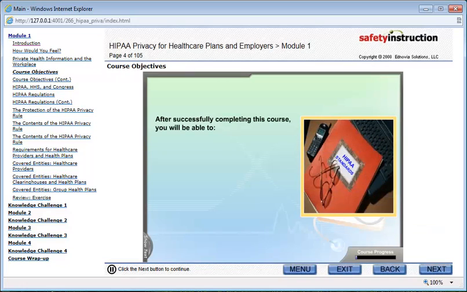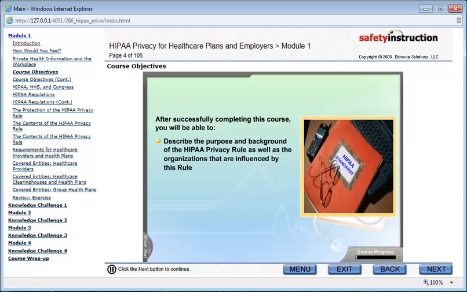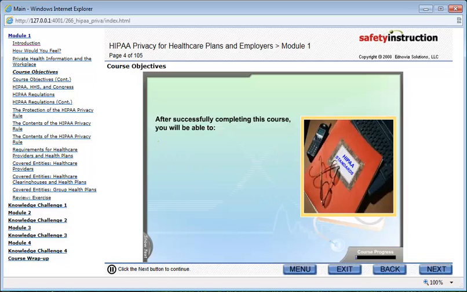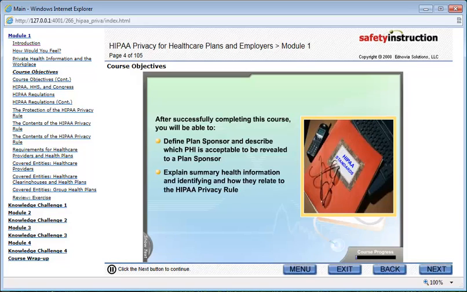After successfully completing this course, you'll be able to describe the purpose and background of the HIPAA Privacy Rule, as well as the organizations that are influenced by this rule. Describe the security regulations that apply to covered entities under the HIPAA Security Standard Final Rule. Identify acceptable uses and disclosures of PHI. Define plan sponsor and describe which PHI is acceptable to be revealed to a plan sponsor, and explain summary health information and identify how they relate to the HIPAA Privacy Rule.